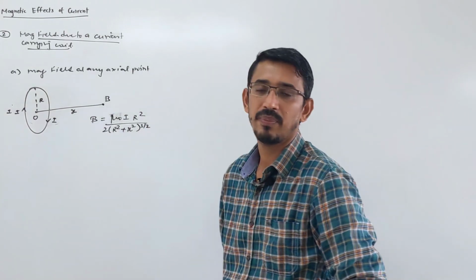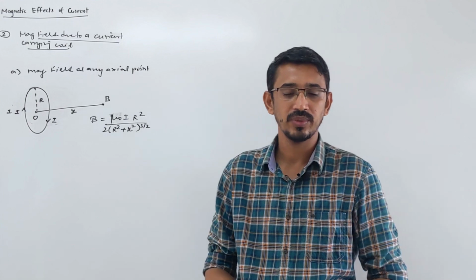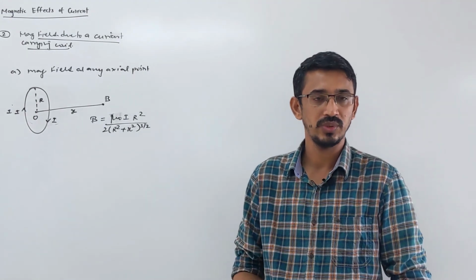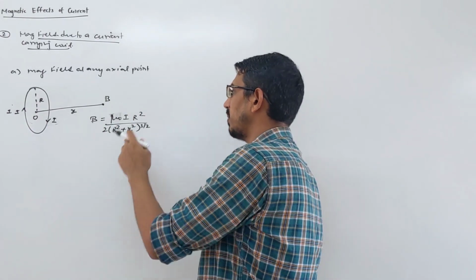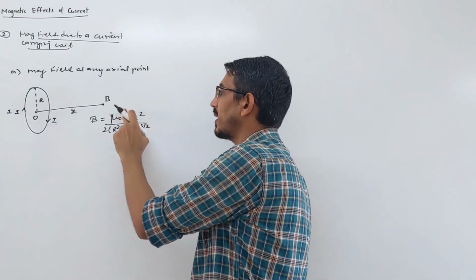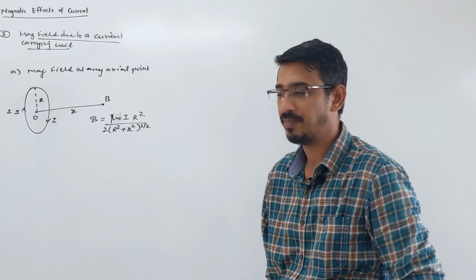So look here, mu naught I r square by 2 times (r square plus x square) to the power 3 by 2. Generally in this topic, the coils have n number of turns, maybe 1 turn or 10 turns, so the number of turns is given. Then you can multiply the number of turns with this formula. This is the magnetic field due to a single turn always.